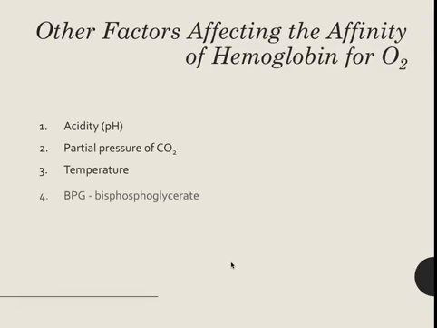All right. So other things that are going to affect the affinity for hemoglobin are going to be acidity, the partial pressure of carbon dioxide, temperature, and something called BPG. And these are really fairly straightforward. I mean, think about what we just saw, right? So in those muscles, those are active muscles, that's where we're giving off the oxygen. That makes sense, right? They're the ones that need it.